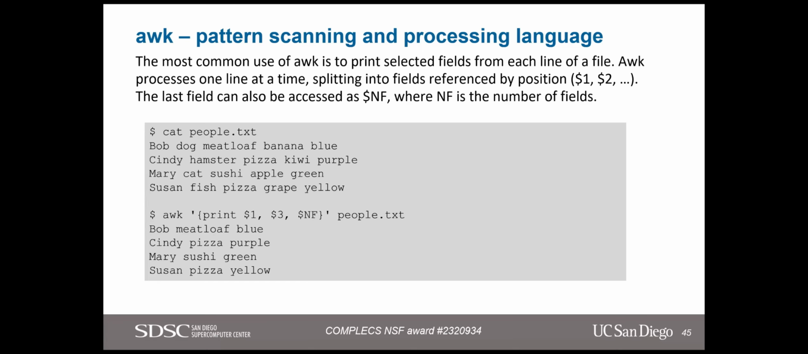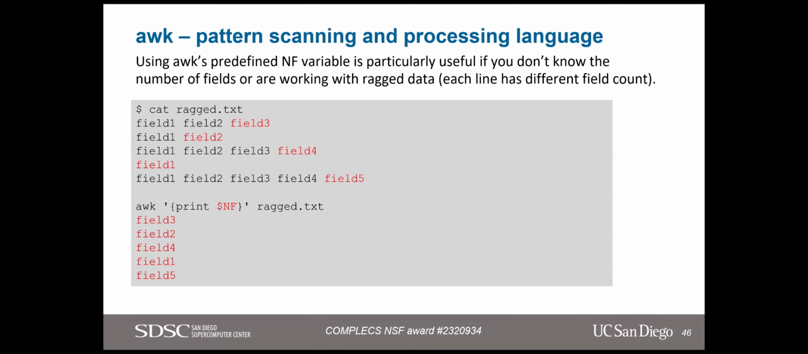Now, for awk, we can just print the certain fields that we are interested in. So in this example, we print the first field, the third field, and the last field. So NF by itself just states the number of fields. By adding the $ in front of it, we're indicating that we want to use it as a variable.